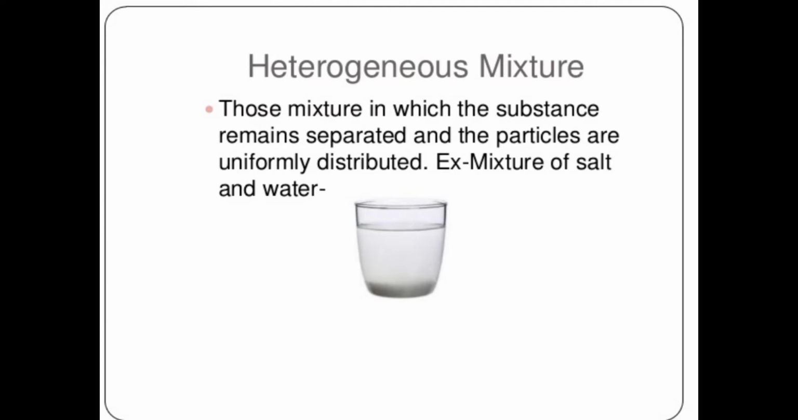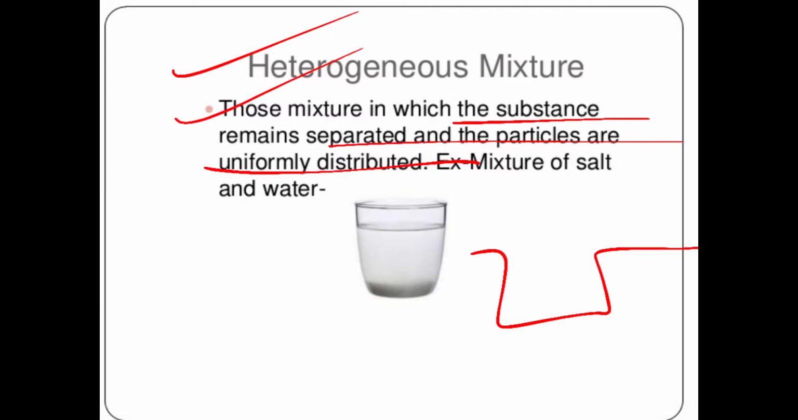Now heterogeneous mixtures. Basically, heterogeneous mixtures are those mixtures in which the substances remain separated and the particles are not uniformly distributed. For example, milk and salt.